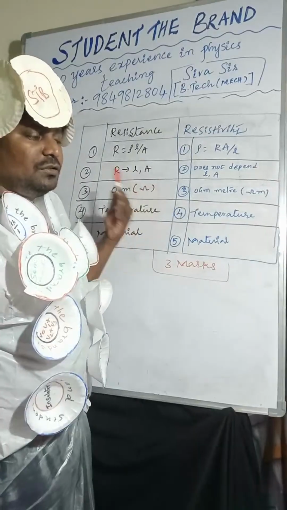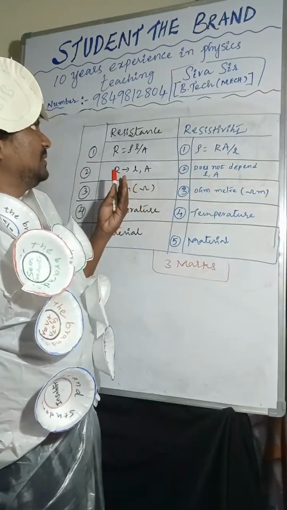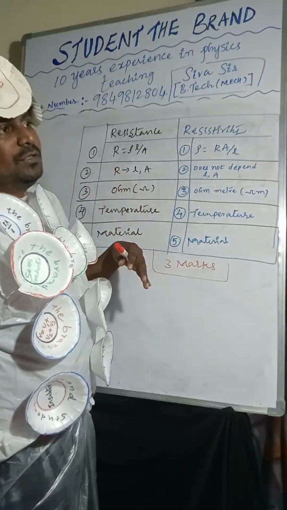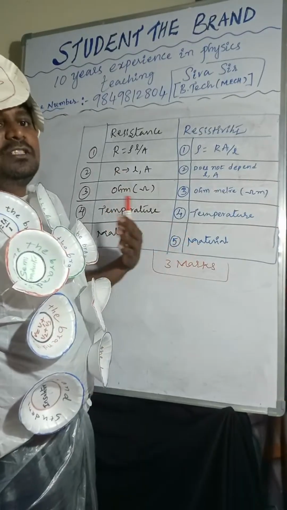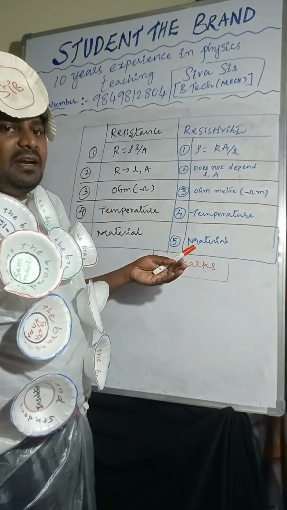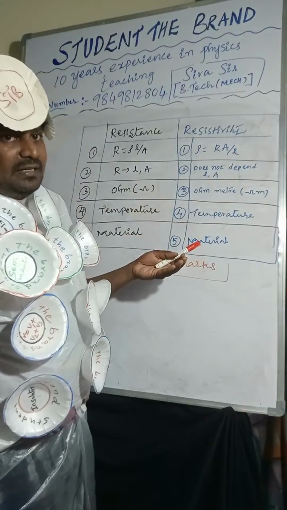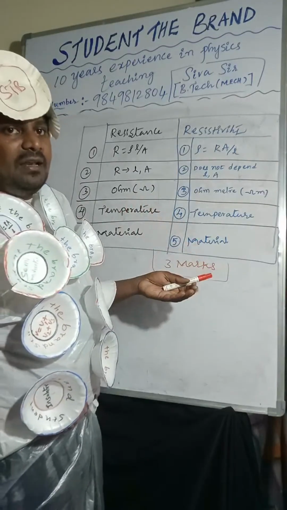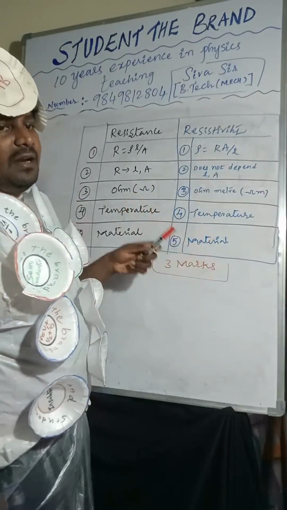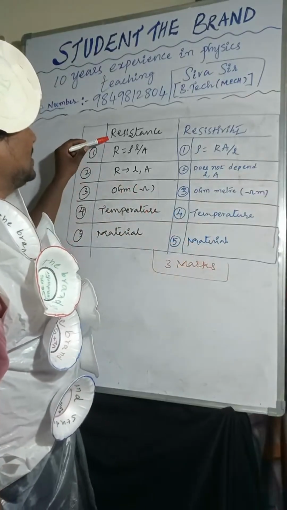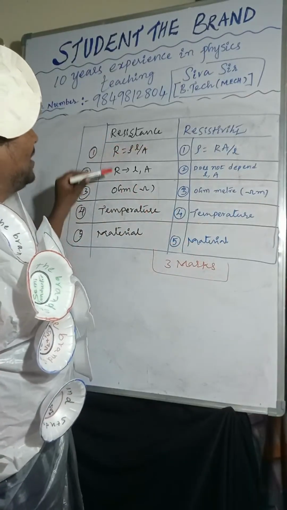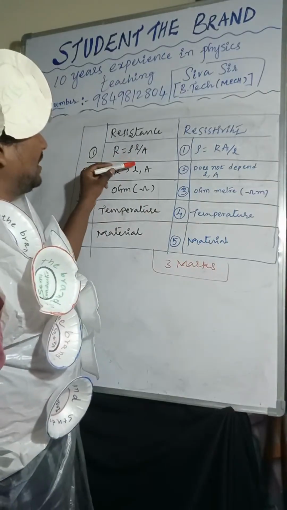Which device is used to oppose the electric current in the circuit? A resistor. A resistor is a device which is connected in the circuit to oppose the electric current. So R is equal to rho into L by A. Resistance depends on length and area.